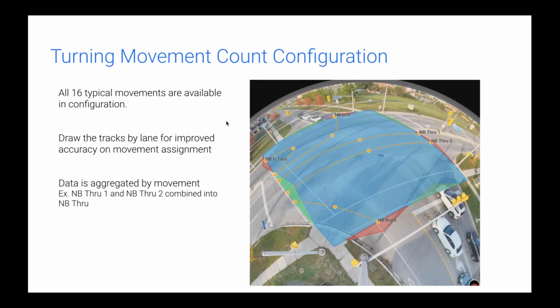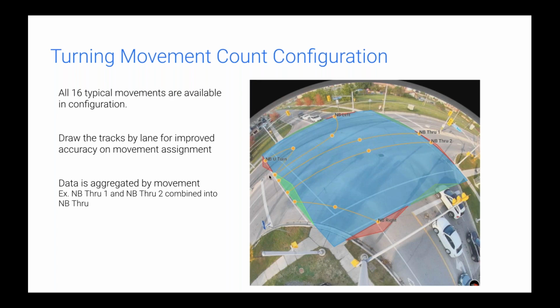So next up, we have the turning movement count, or the TMC configuration. You'll have all 16 typical movements that are available in a configuration. So you can see we've got a left and right here. So left here, right over here. We've got lane by lane for the through movements. And we also have a U-turn.